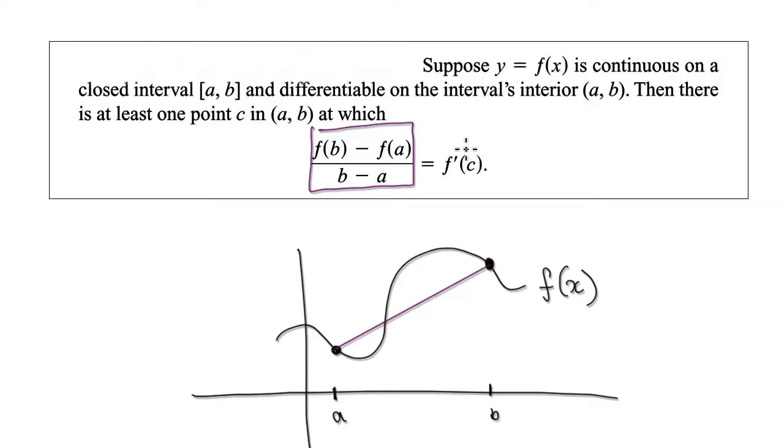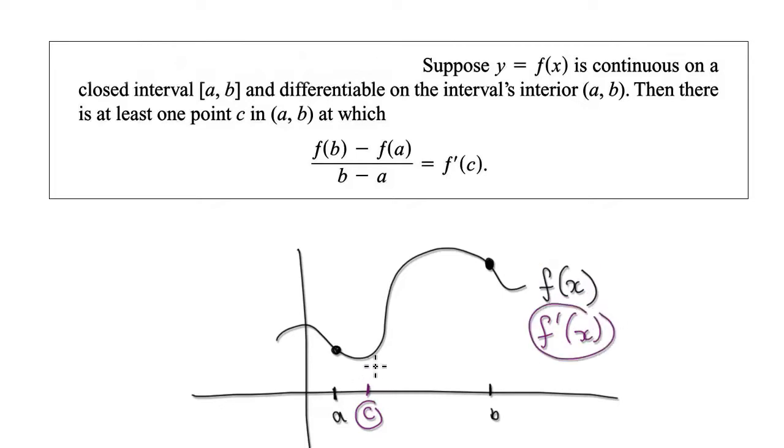And what this is saying is that there exists at least one c somewhere in between a and b. We don't know where, and we don't really care. There exists a c somewhere. When you put it into f prime, not f, but f prime, which is a gradient, then the gradient at c will be the same as the average gradient.